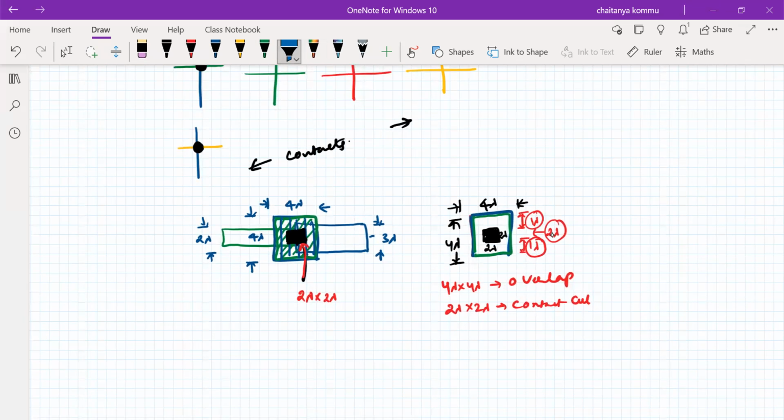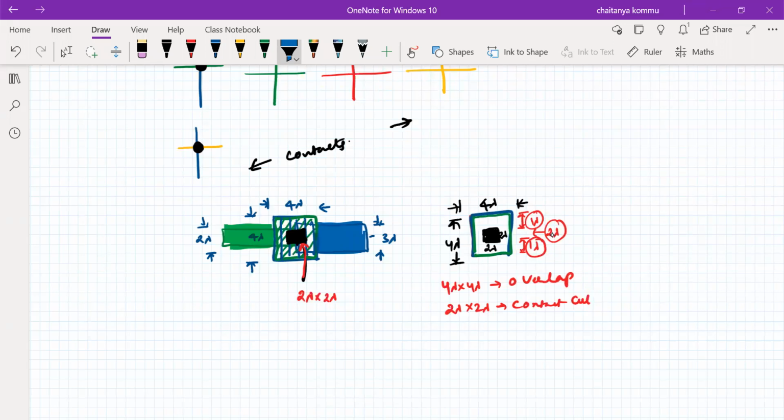So anyway, I want to clear this one with the help of this one. Again, this is also blue color. I hope you understand this concept. So the middle one is contact. Okay, so therefore what I'm doing here is the N diffusion is connected to the metal.